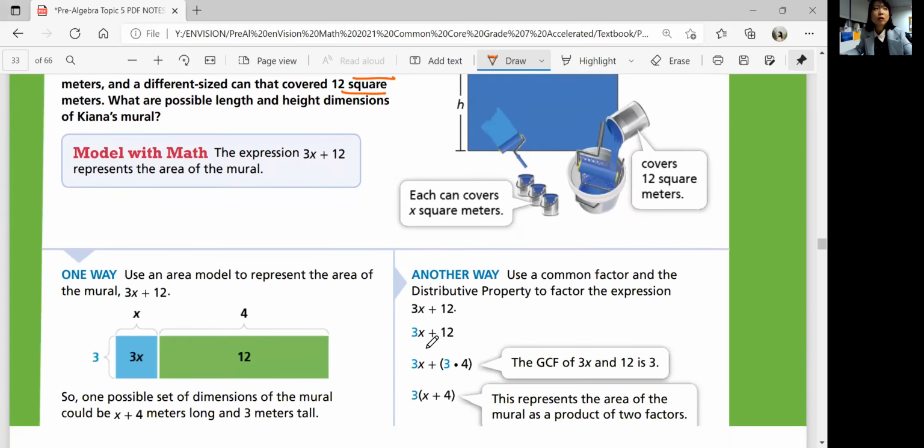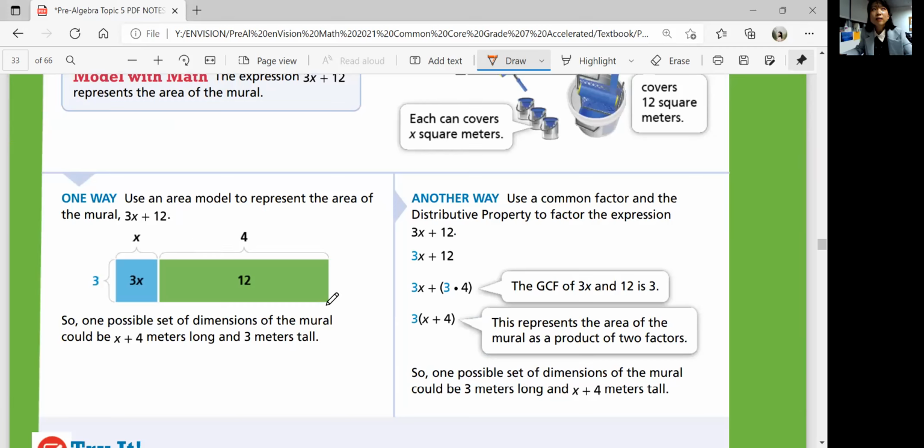So you can use an area model to represent the area of the mural. And so one possible set of dimensions would be x plus 4 meters long and 3 meters tall. And it doesn't have to be all numbers. If you don't know and they don't give you enough information, then that's okay. Your answer could have variables. It could be expressions, okay? So in this situation, you can have x plus 4 as a length and 3 as a width. So that would be your answer.